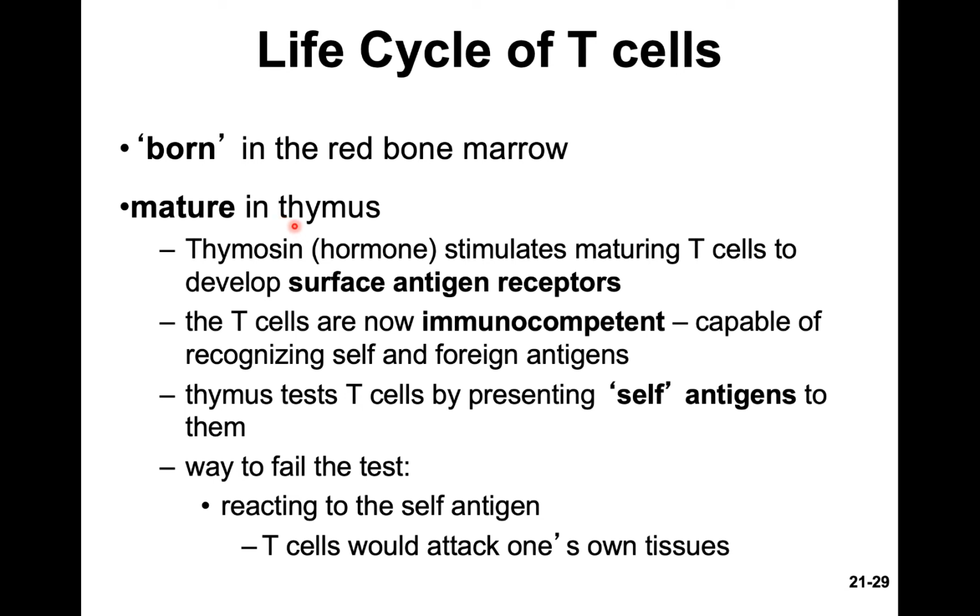In the thymus, you make a hormone called thymosin. This is the only function of the thymus, is to make thymosin to use to help T cells mature. This hormone stimulates T cells to develop surface antigen receptors. This is going to be something that looks like this.